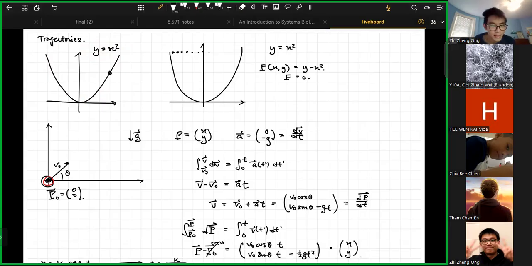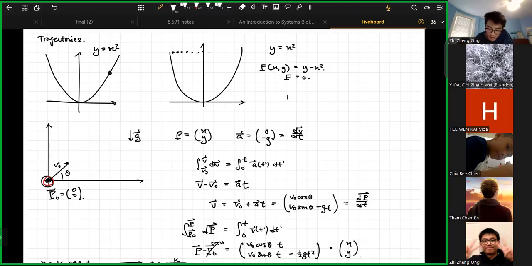So is that clear, how this function comes into play? It comes into play by just rewriting the initial conditions, the conditions for a point to be on the line. If a point is on the line, the function is equal to zero. If it's below the line, it's negative. If it's above the line, it's positive.